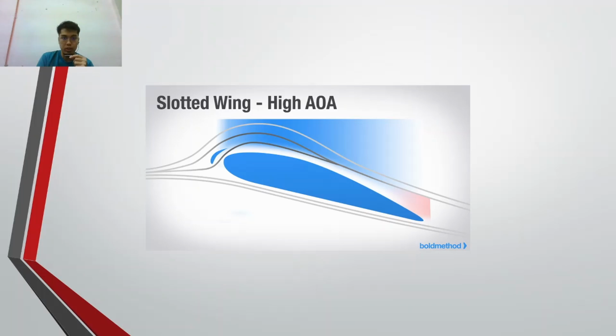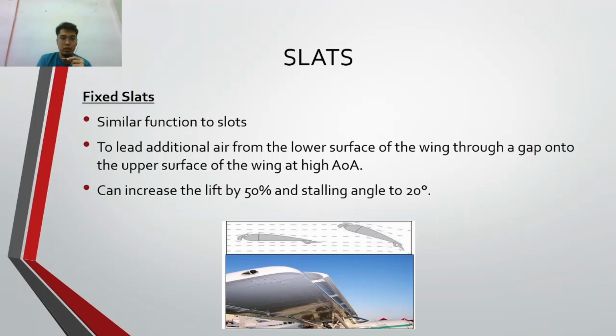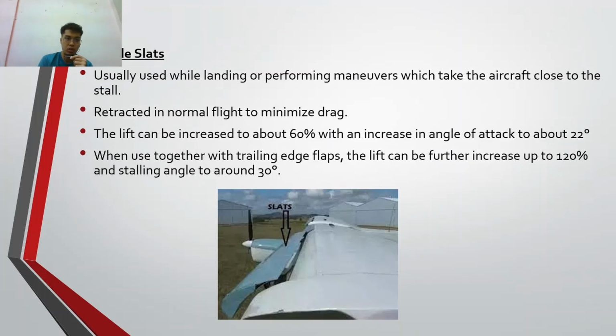Okay, so now we'll move on to the slats. The first type of slat is a fixed slat. It has a similar function to slots. It leads additional air from the lower surface of the wing through a gap onto the upper surface of the wing at high angle of attack. Like slots, it can increase the lift up to 40%, but slats can increase it up to 50% and the stalling angle to 20 degrees.